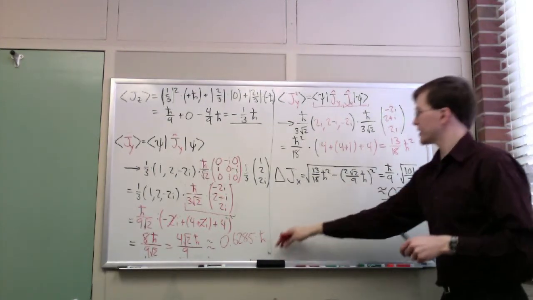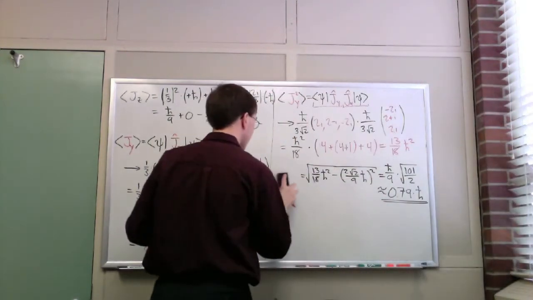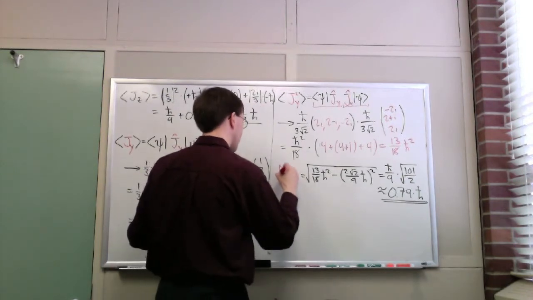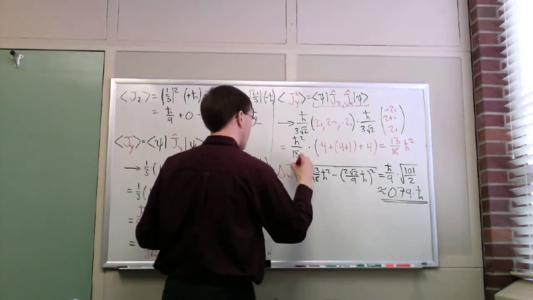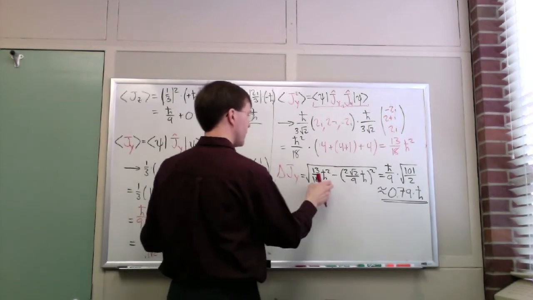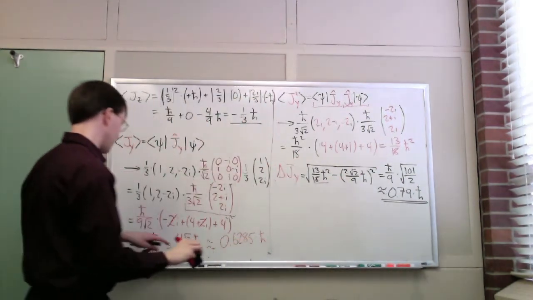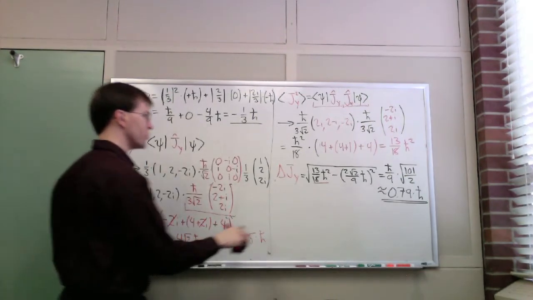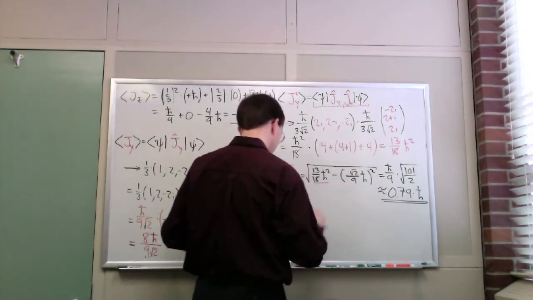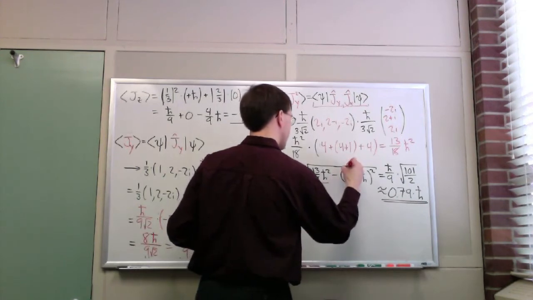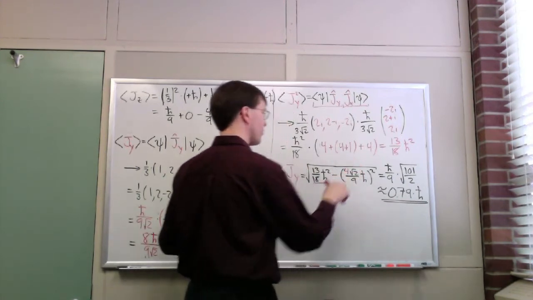And so for delta Jy, I copy this down again. That's the same as it was before. I copy down 4 square root of 2 over 9 instead of 2 square root of 2 over 9. I'll just change that one piece: 4 square root of 2 over 9.